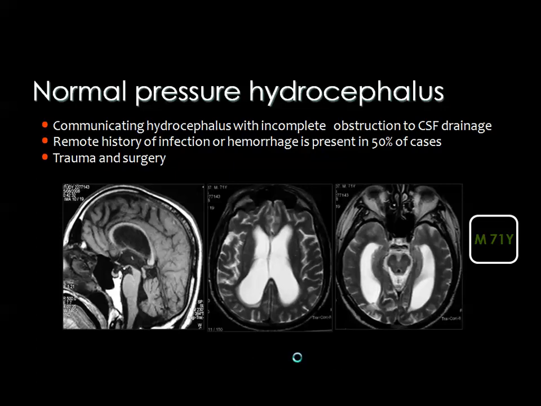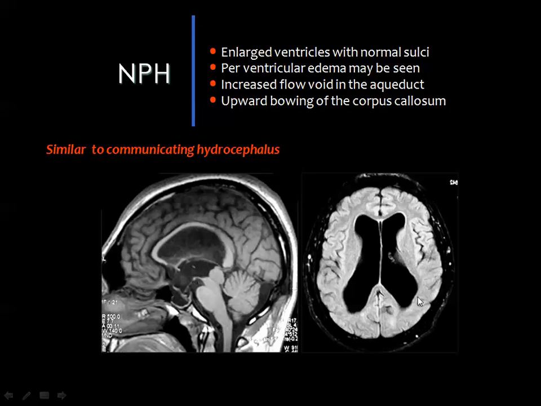And you remember that I have said if the ventricles are dilated and the cortical sulci are dilated, this is atrophy. If the ventricles are dilated and the cortical sulci are not seen, this is hydrocephalus. But if the ventricles are dilated and the cortical sulci are normal, then consider the possibility of normal pressure hydrocephalus. And there are some imaging findings to help you with the diagnosis. Number one is enlarged ventricles with normal cortical sulci, like in this example. And periventricular edema may not be seen.